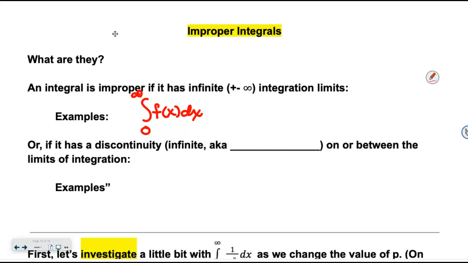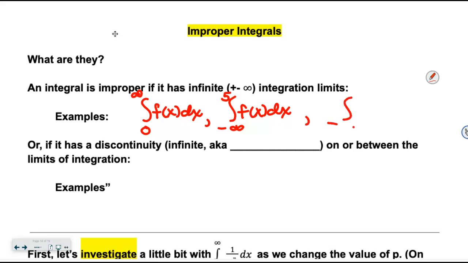And for some you actually don't get a finite number. You will say they diverge and you can't get an answer. But that would be the structure. Another one would be if you went from negative infinity to 5 or something. They're easy to spot in this first type because you'll actually see an infinity symbol on the integral.